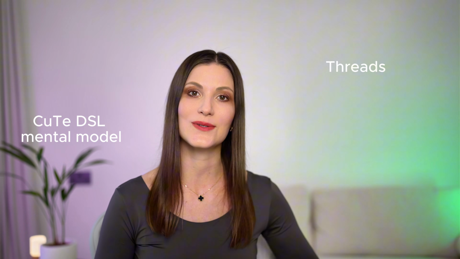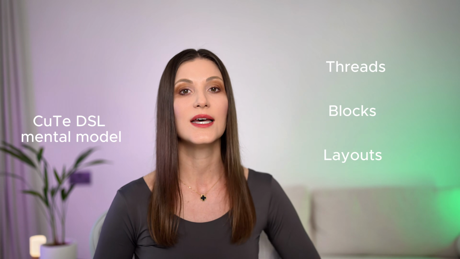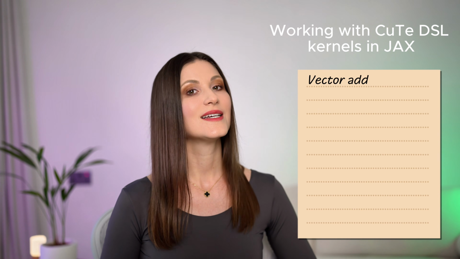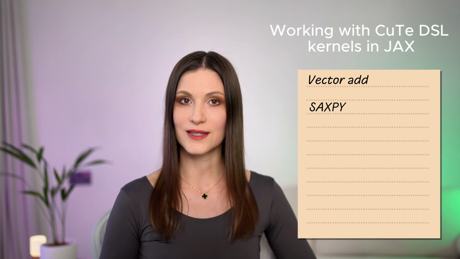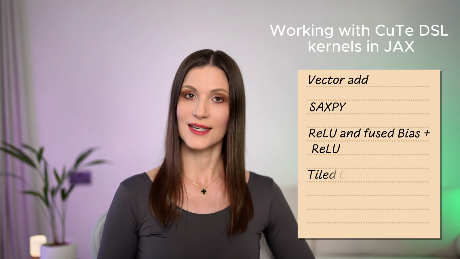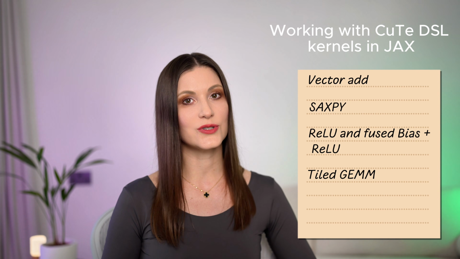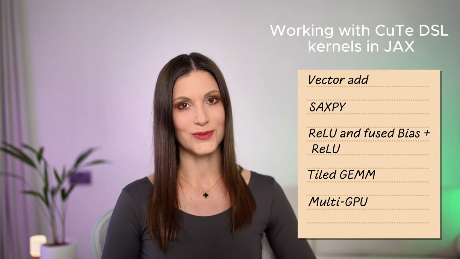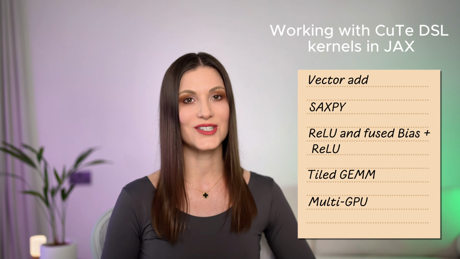First, I'll give you the mental model: what CuTe is doing and how it maps to threads, blocks, and layouts. Then we'll walk through a series of kernels, starting simple and getting more interesting. Vector add, end-to-end, from kernel to JAX call. SAXPY, to show how to pass scalar parameters cleanly. ReLU, and then a fused bias ReLU to show why fusion matters. A tiled GEMM example to show launch configuration and the limits of a simple implementation. Multi-GPU, how a CUTLASS call still composes with JAX sharding.